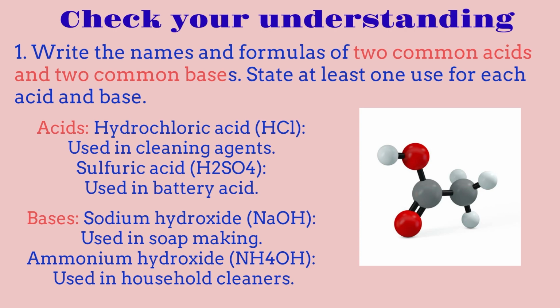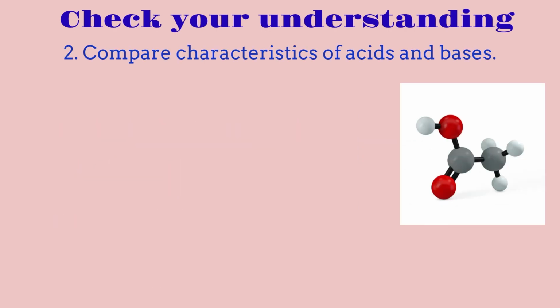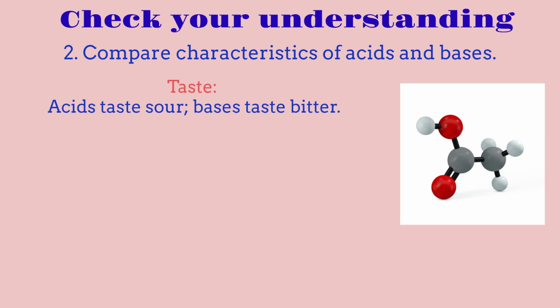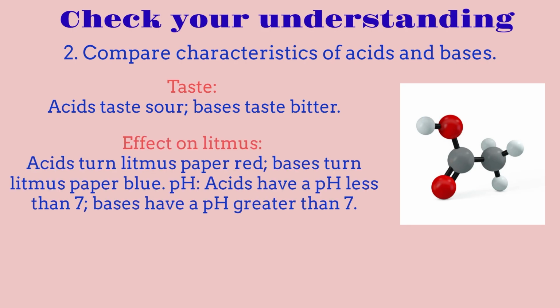So moving on to practice question number 2, compare characteristics of both acids and also bases. Once again, feel free to pause the video and try to solve this on your own. Starting off with the taste, acids taste sour and bases taste bitter. For the effects on litmus paper, acids turn litmus paper red and bases turn litmus paper blue. For the pH value, acids have a pH less than 7 and bases have a pH greater than 7.